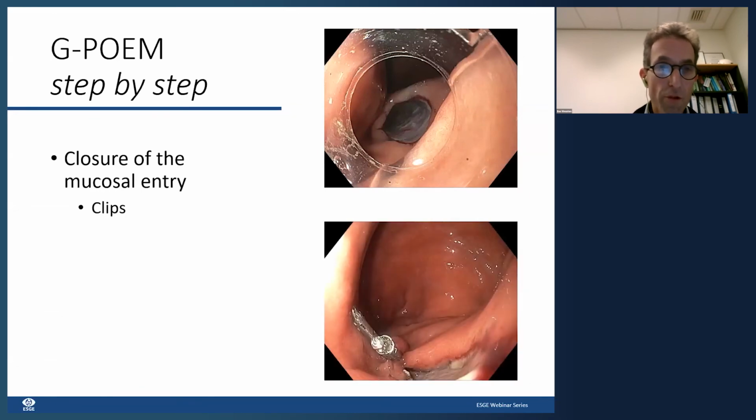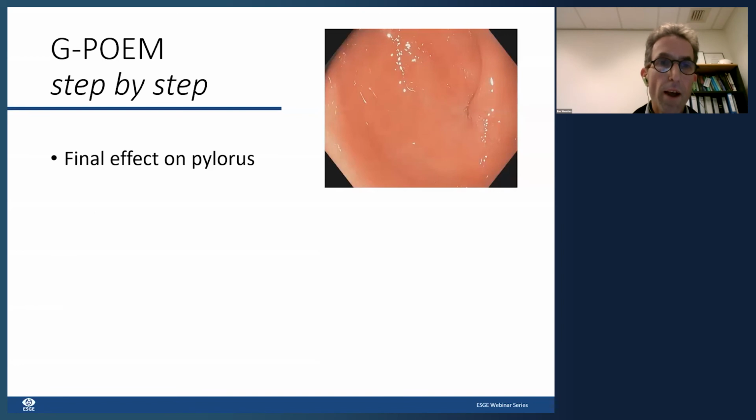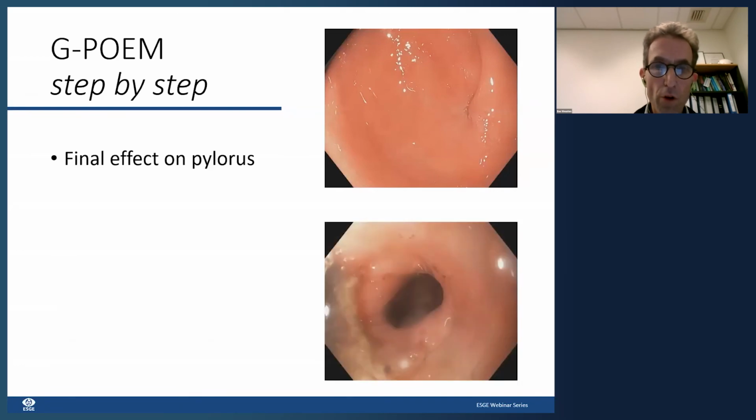Closure can be done by clips, also by the over-the-scope clip or endoscopic suturing. And then the final step is the assessment of the pylorus, of course, and also the assessment of the integrity of the overlying mucosa.